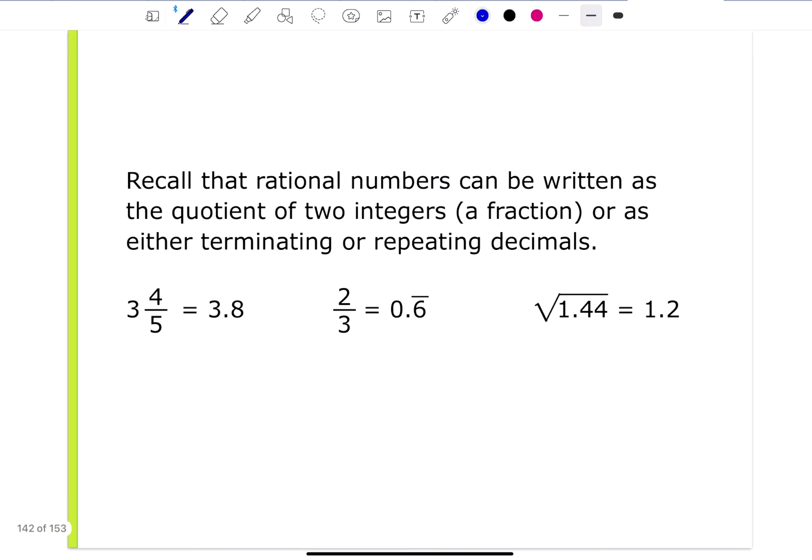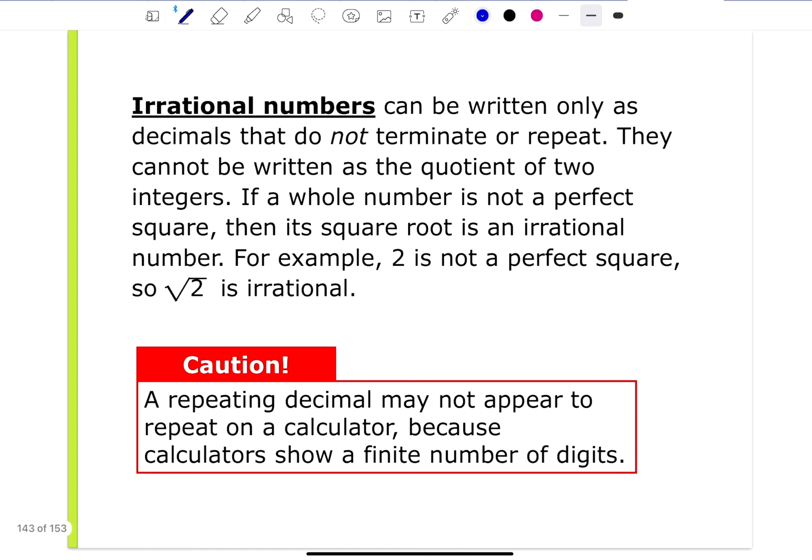Recall that rational numbers can be written as a quotient of two integers, or a fraction. So they can be terminating or repeating decimals. All these are examples of rational numbers because they can be expressed as a fraction using two integers, where numerator and denominator are both integers. Irrational numbers can be written as decimals that do not terminate or repeat. They cannot be written as a quotient of two integers.